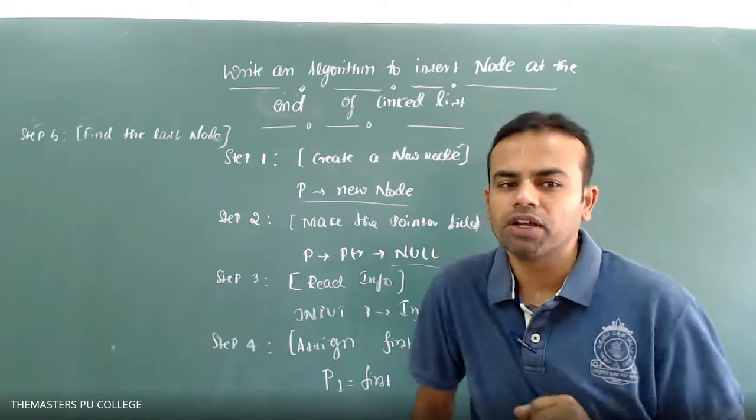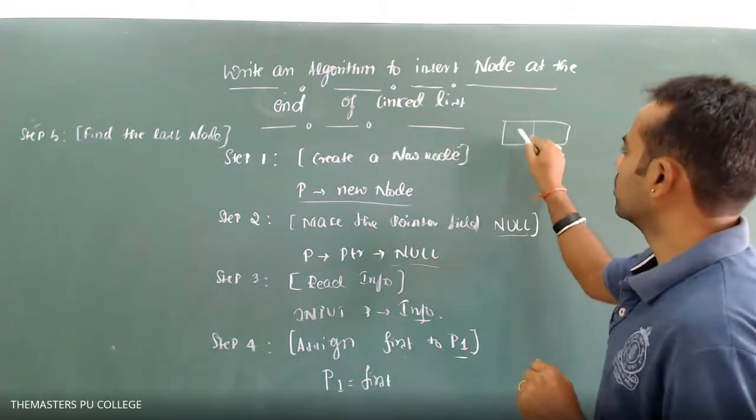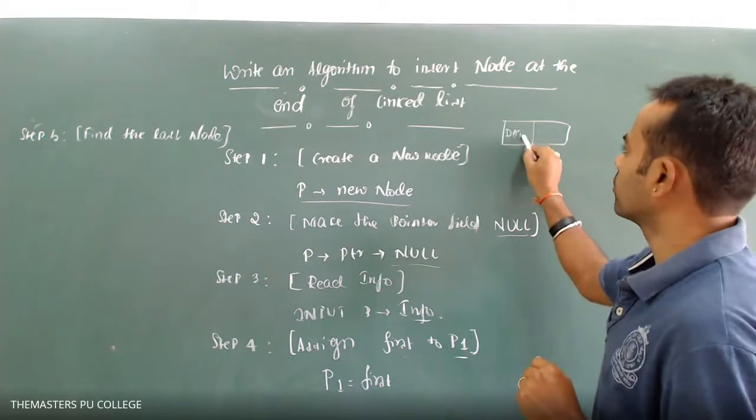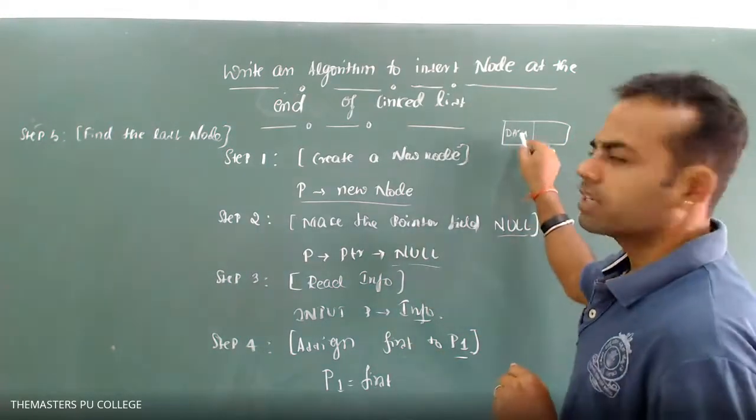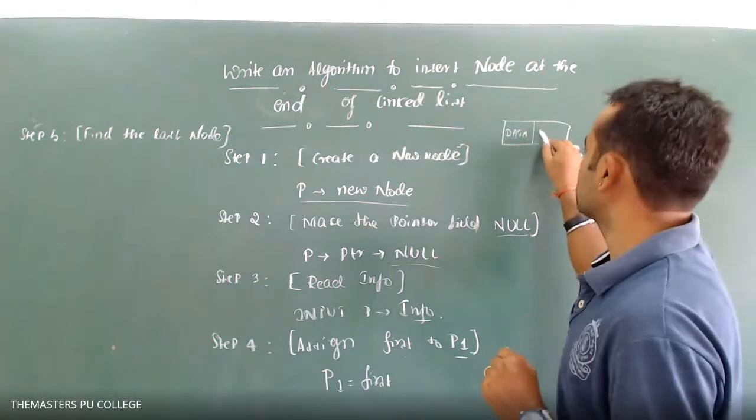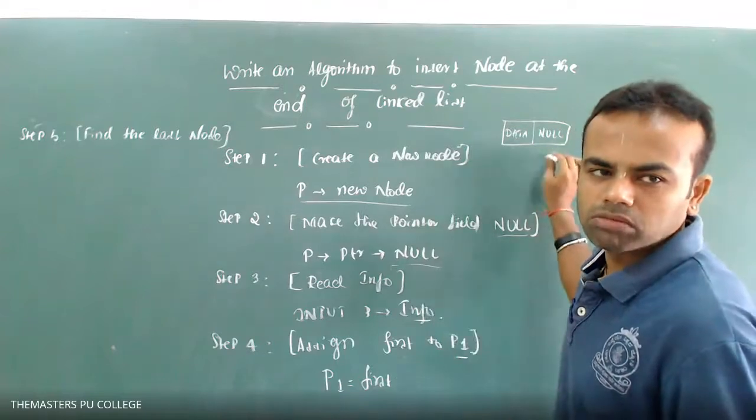So how will you identify it? What will the last node contain in its first part? Here there will be data. Yes or no? There will be data. This part contains data, and the second part contains null. Can we call this the last node?